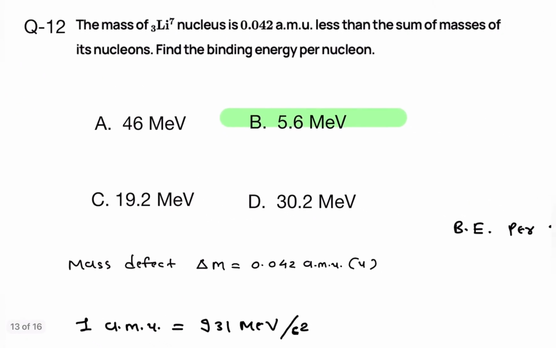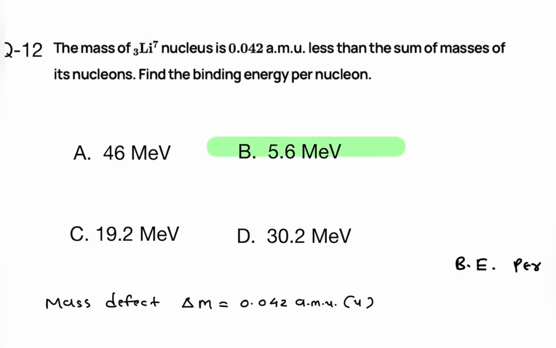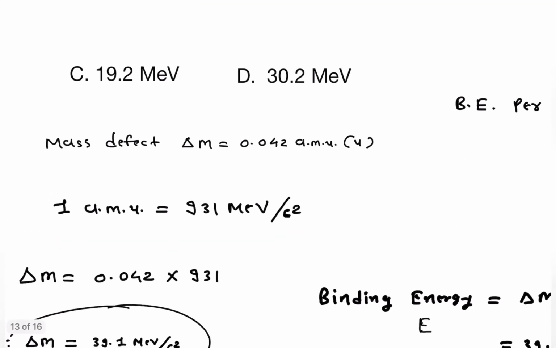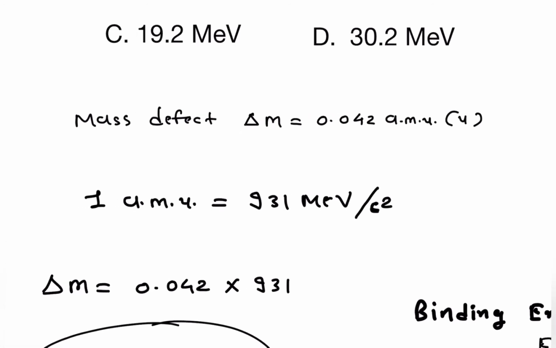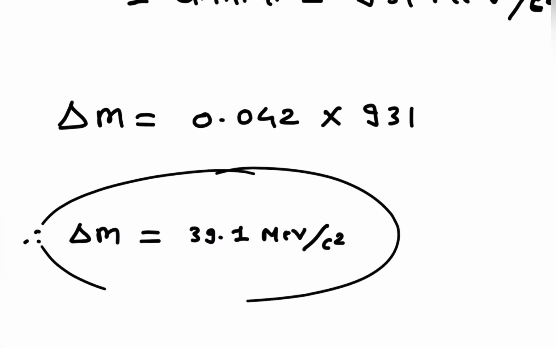Question number 12. The mass of the lithium-7 (atomic number 3) nucleus is 0.042 AMU less than the sum of masses of its nucleons; that is the mass defect. Find the binding energy per nucleon. First of all, the mass defect delta M is 0.042 AMU, and 1 u or 1 AMU is equivalent to 931 mega electron volt per c squared. So first the mass defect has to be converted into mega electron volt per c squared. We multiply 0.042 by 931 mega electron volt per c squared. So the mass defect becomes 39.1 mega electron volt per c squared.